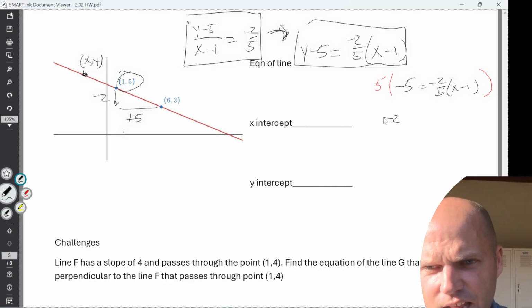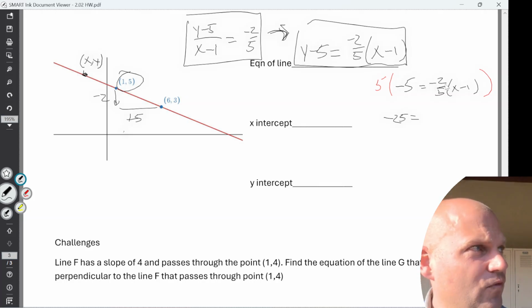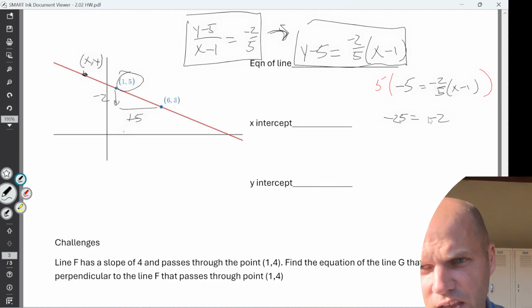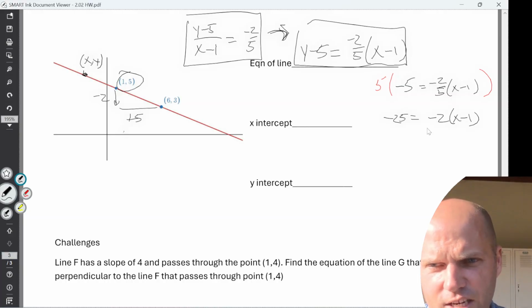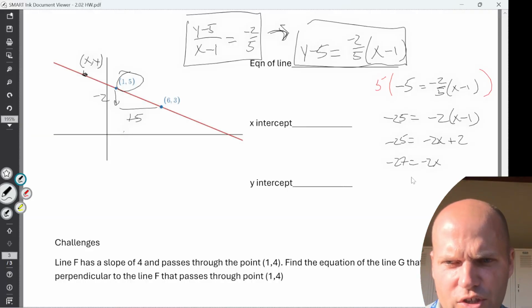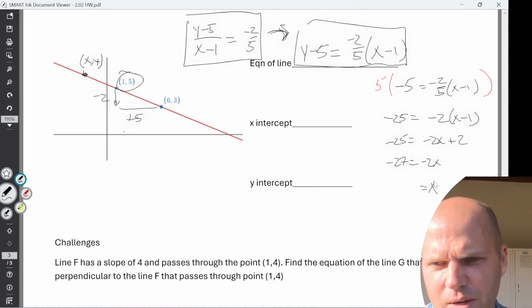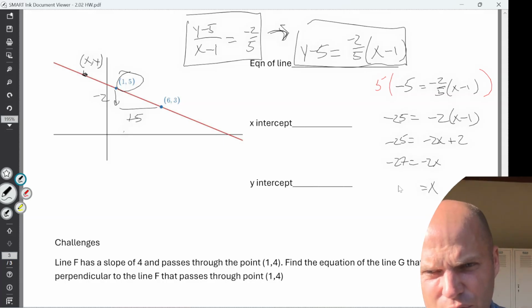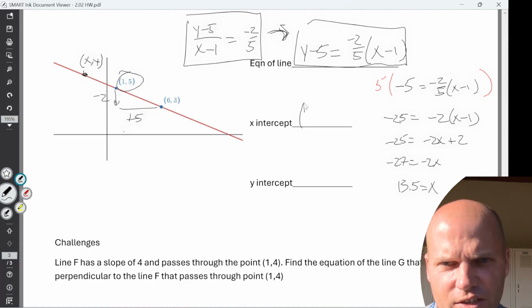Now, on the left side, I get negative 25. And if I multiply the 5 by the negative 2/5 times the x minus 1, I'm just going to get negative 2 x minus 1. That's going to be easier to work with. Just as an algebraic technique, you should always check to make sure you're doing it correctly. I'm going to subtract the 2 to get negative 27 equals negative 2x. I'm going to divide by 2 to get x equals 13.5. So the x-intercept is 13.5, comma 0.